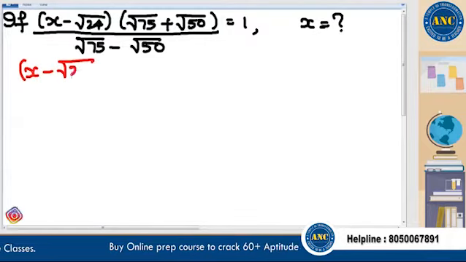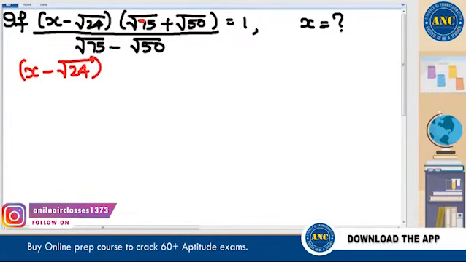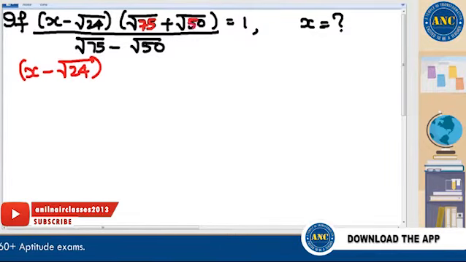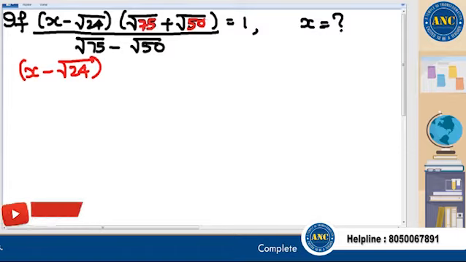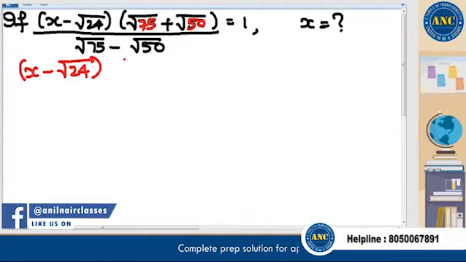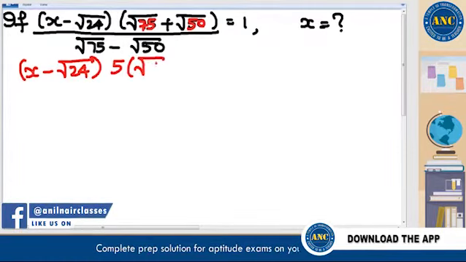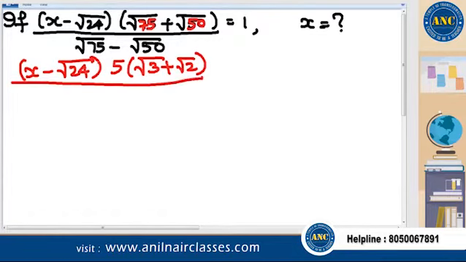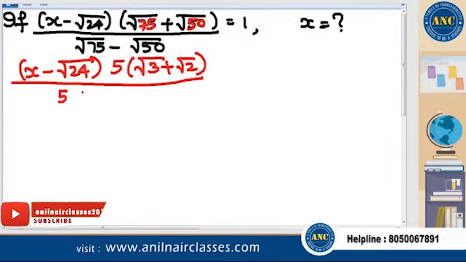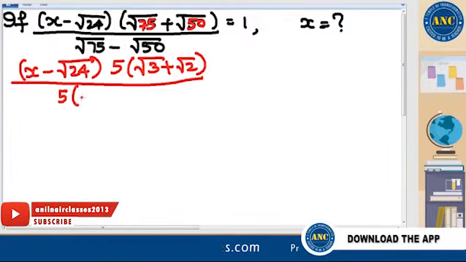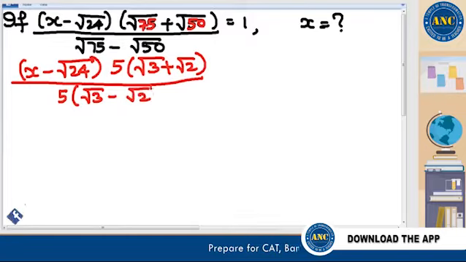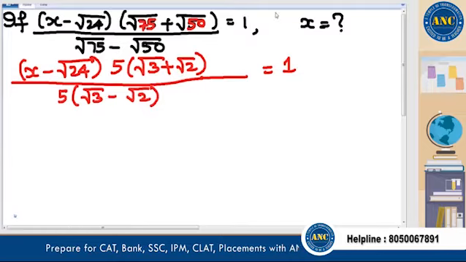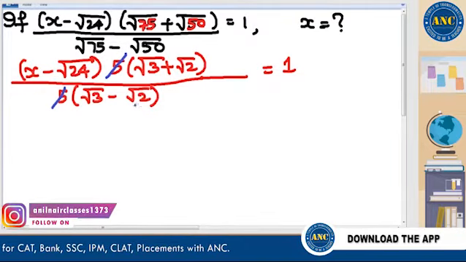X minus root 24 I will write as it is. Root 75 is 25 into 3, which is 5 root 3. Root 50 is 25 into 2, which is 5 root 2. If I take 5 common outside, 5 into root 3 plus root 2, divided by 5 into root 3 minus root 2, this is equal to 1. Now this 5 will cancel out, right? Rationalize it.